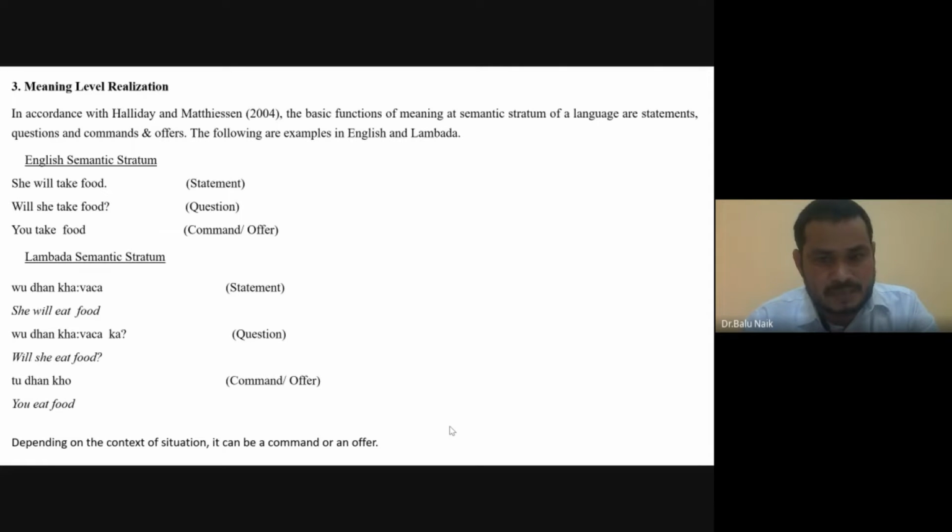The following are examples in English and Lambada. First of all, the English semantic stratum. She will take food: statement. Will she take food? Question. You take food: command or offer.